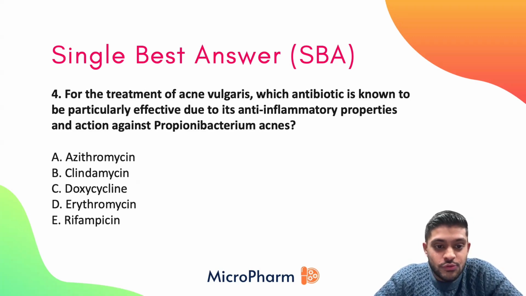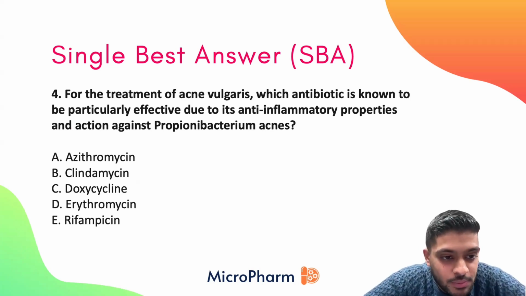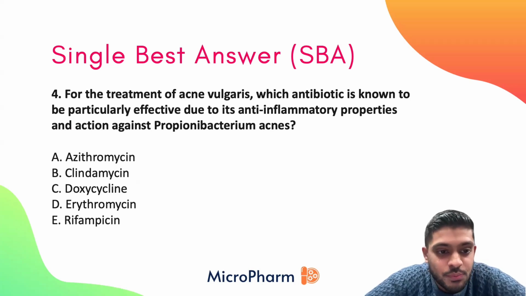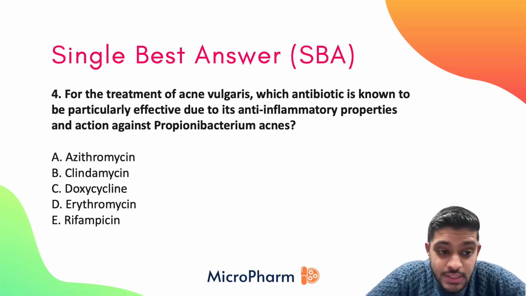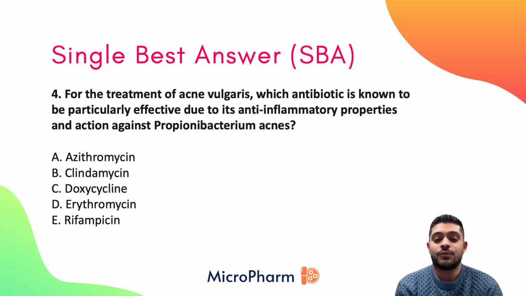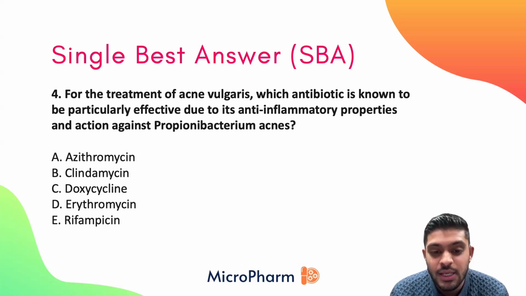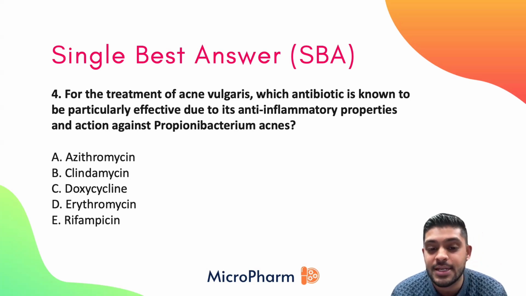This antibiotic is used for the treatment of acne vulgaris, and it's particularly effective due to its anti-inflammatory properties and action against Propionibacterium acnes. Let's share the answer here. So the correct answer for this was C, doxycycline. You will see clindamycin used, but it would often be used in combination with other agents, in particular with tretinoin or isotretinoin, as a topical preparation. But in terms of monotherapy used for acne with anti-inflammatory properties, against P. acnes, the most appropriate would be doxycycline.